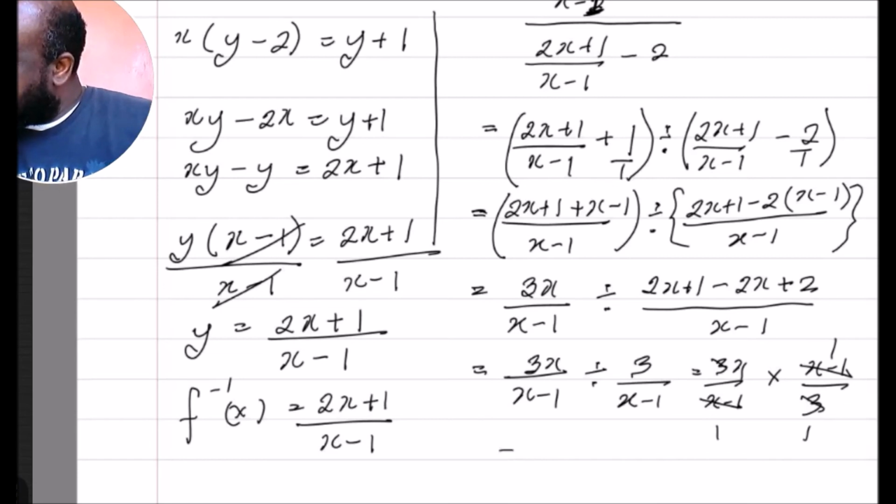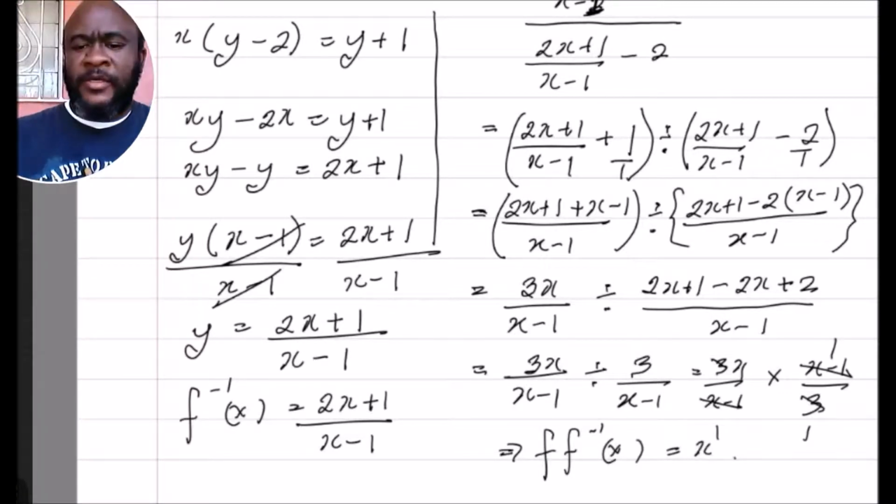So therefore, f of f inverse of x is equal to x. All right, so that's the last thing we're asked to do, and we did it.